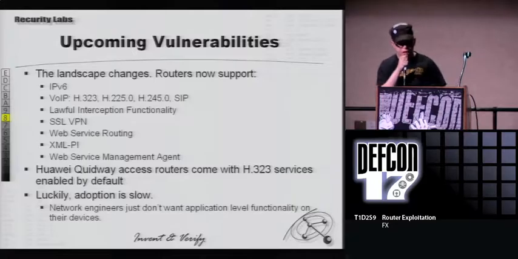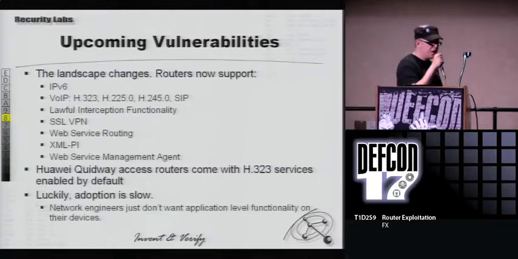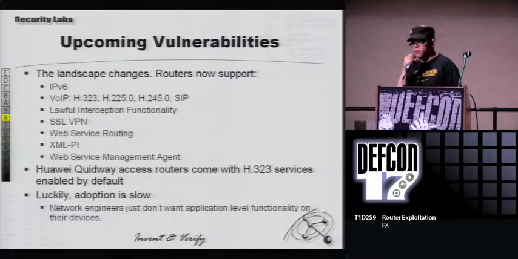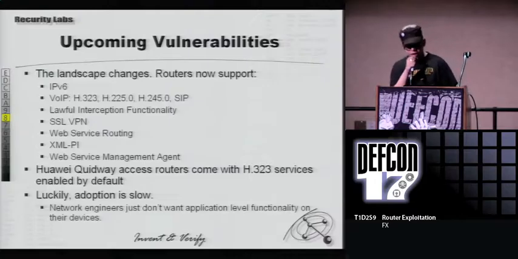People put SSL VPNs on them. There's a brilliant new idea from Cisco, which is called Web Service Management Agent. So it's actually opening a web server port on your router, and you send it XML data to manage the router. So they can actually make it Web 2.0.